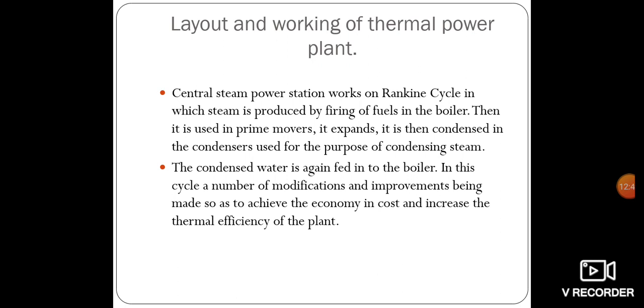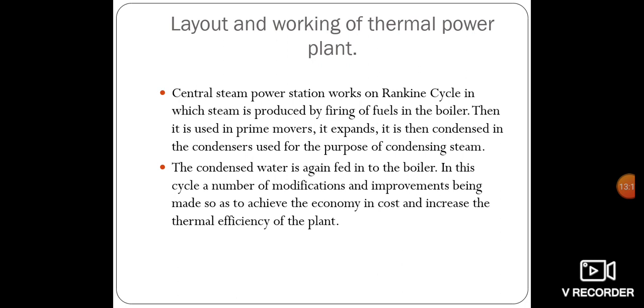Then it is used in the prime movers. So it is used to rotate the prime movers or the steam turbines. The steam expands in the steam turbines, and it is then condensed in the condenser used for the purpose of condensing steam. So the steam is generated because of the burning of coal, or diesel, or any thermal fuel.